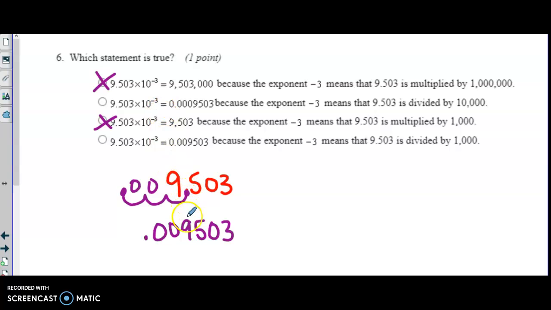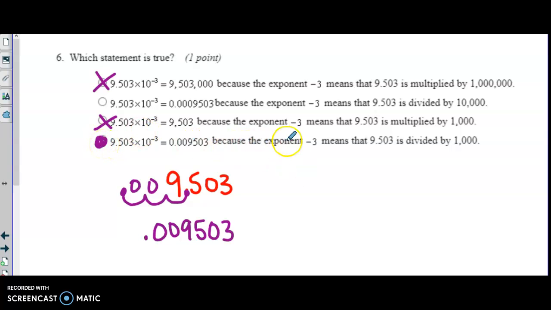But when we did it correctly, we moved our decimal 3 times. So it ended up like this. What they did here is they added 3 zeros in front. You're not just adding 3 zeros for an exponent of 3. You're moving the decimal 3 places. So that's a really common mistake. Don't think that you can just look at the exponent and add that many zeros. You need to count how many spaces you move the decimal.